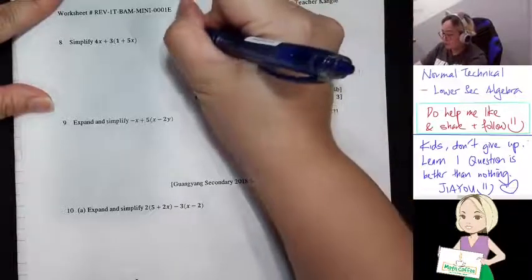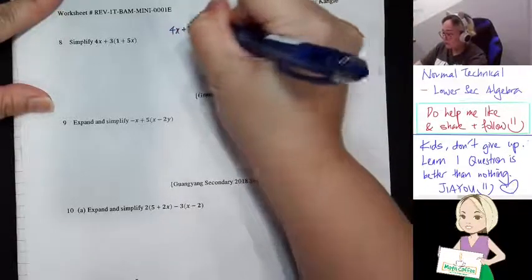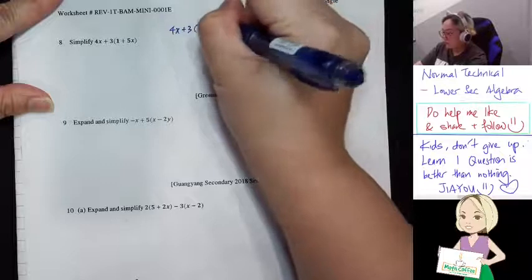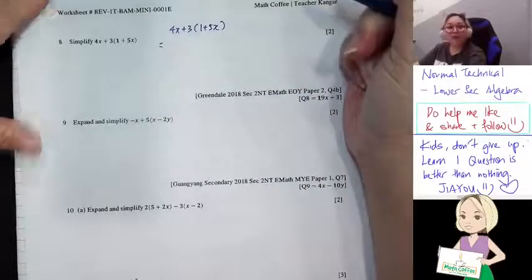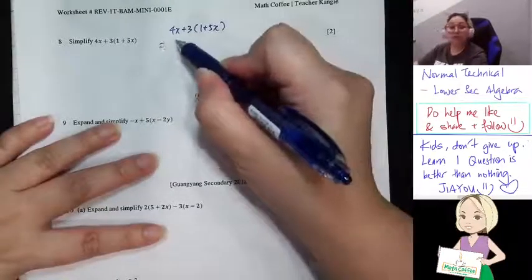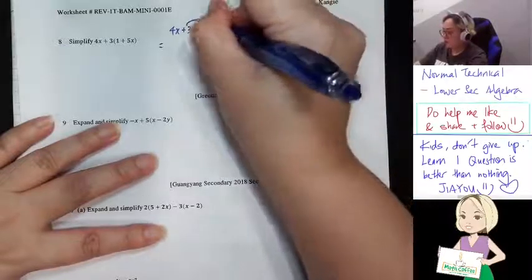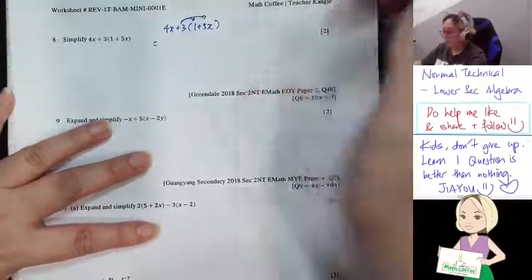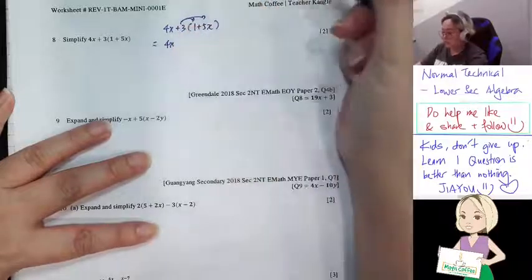So down is, we're going to do 4x plus 3, rainbow with 1 plus 5x. Again, very straightforward. So 4x, no change. So what you're going to do is, you're going to do this rainbow over here. So this is 4x.